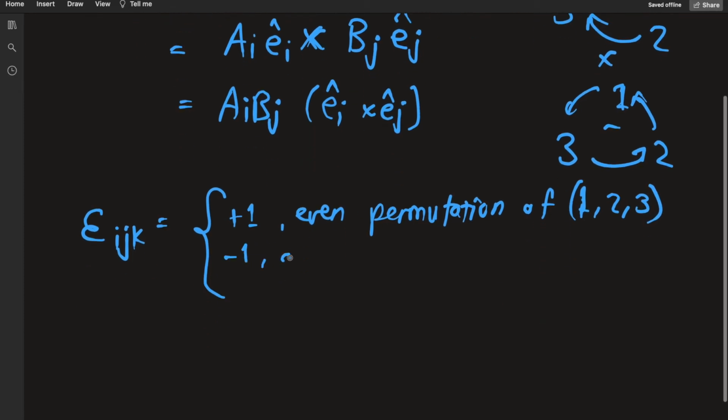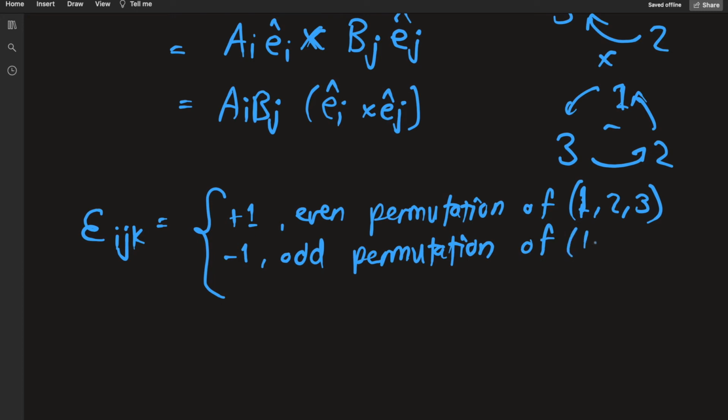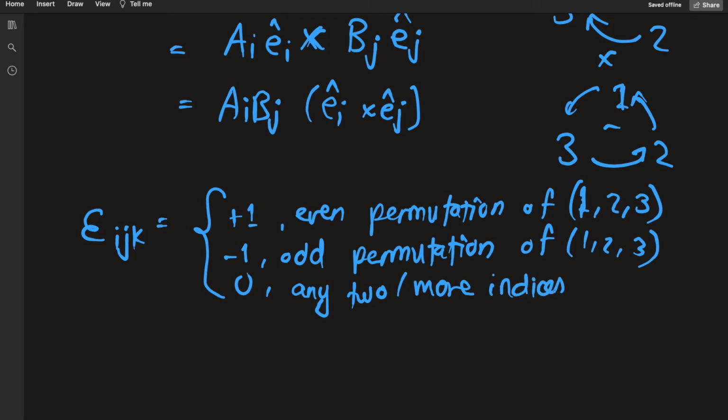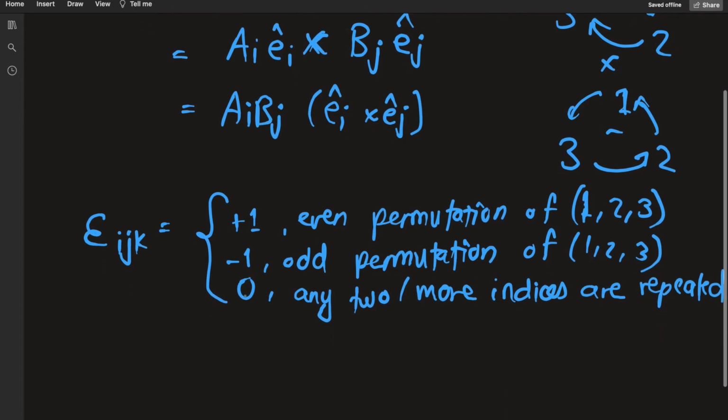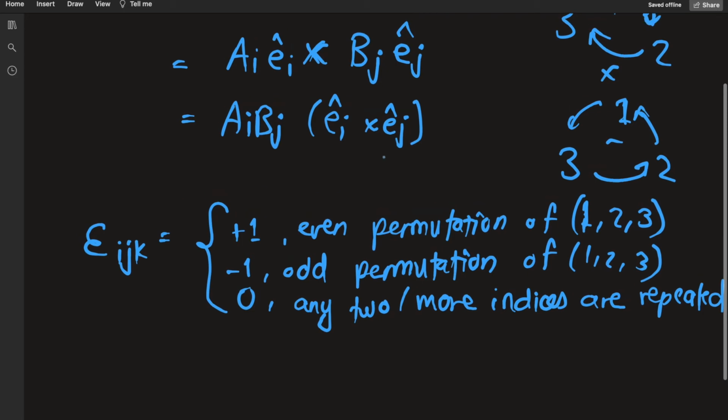You get negative 1 when you have an odd permutation of, again, 1, 2, 3, and you get 0 if any two or more indices are repeated. So if you have E1 crossed with E1, that will be 0 by this property. And clearly, you can see it captures all the properties.